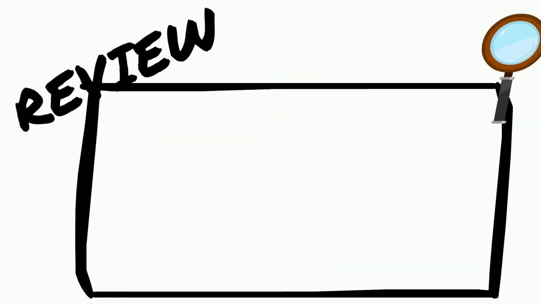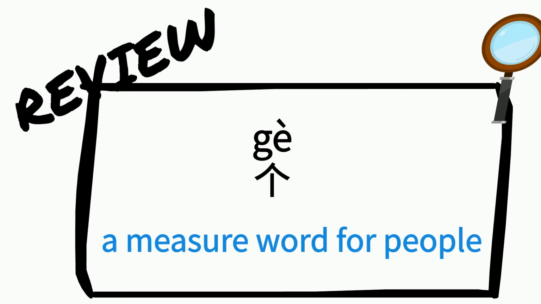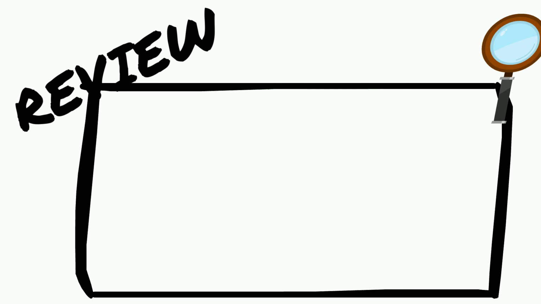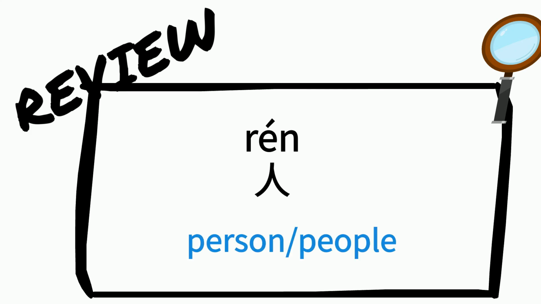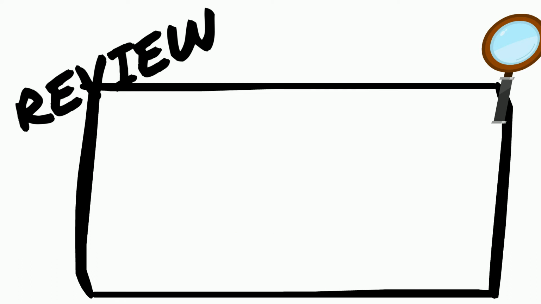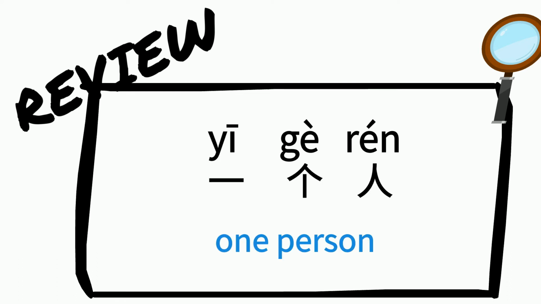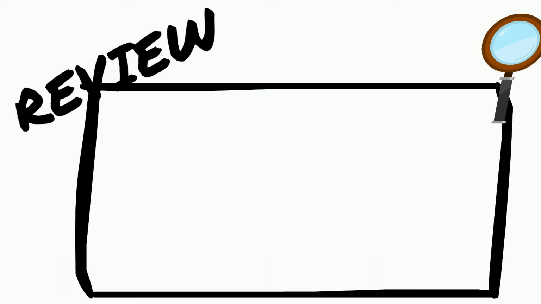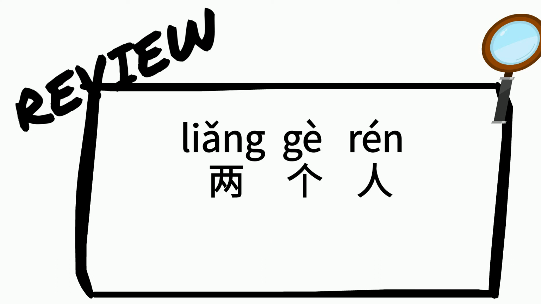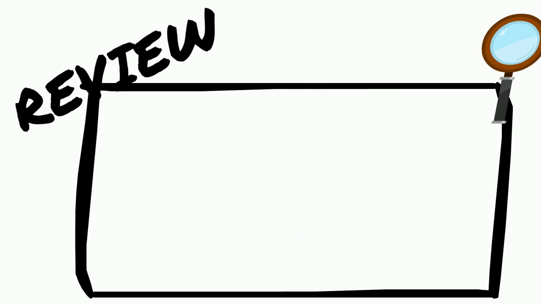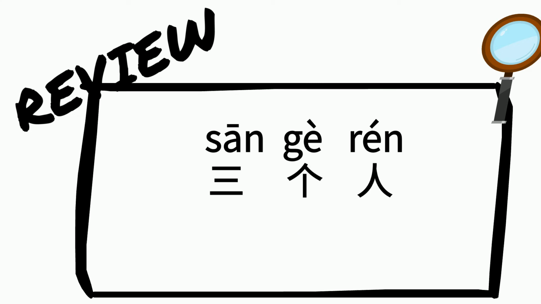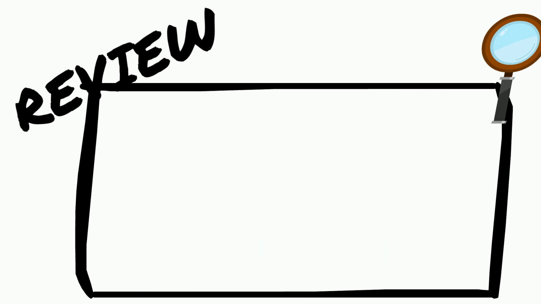Let's review. 两 two. 个 It's a measure word for people. 人 people or person. 一个人 one person. 两个人 two people. 三个人 three people. 四个人 four people.